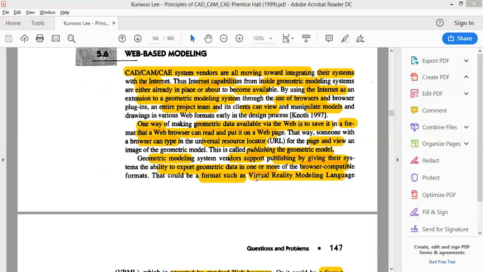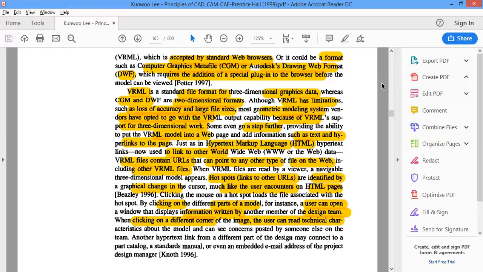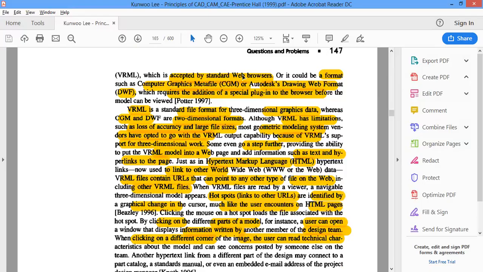So one of those is called the VRML, virtual reality modeling language. Okay, so that is one type of format that is generally used to upload these files onto the internet so that people can access this. Okay, right.